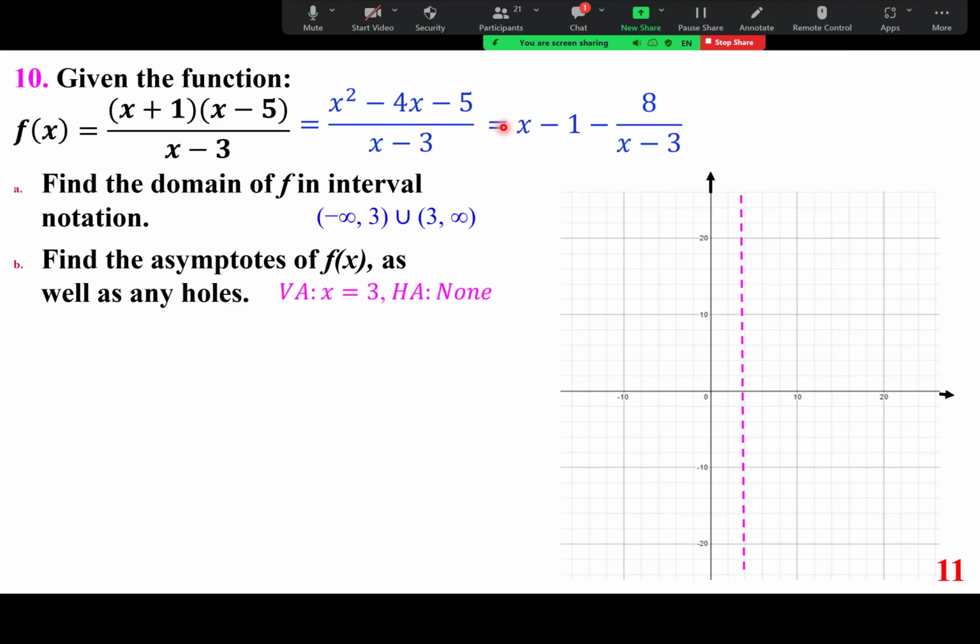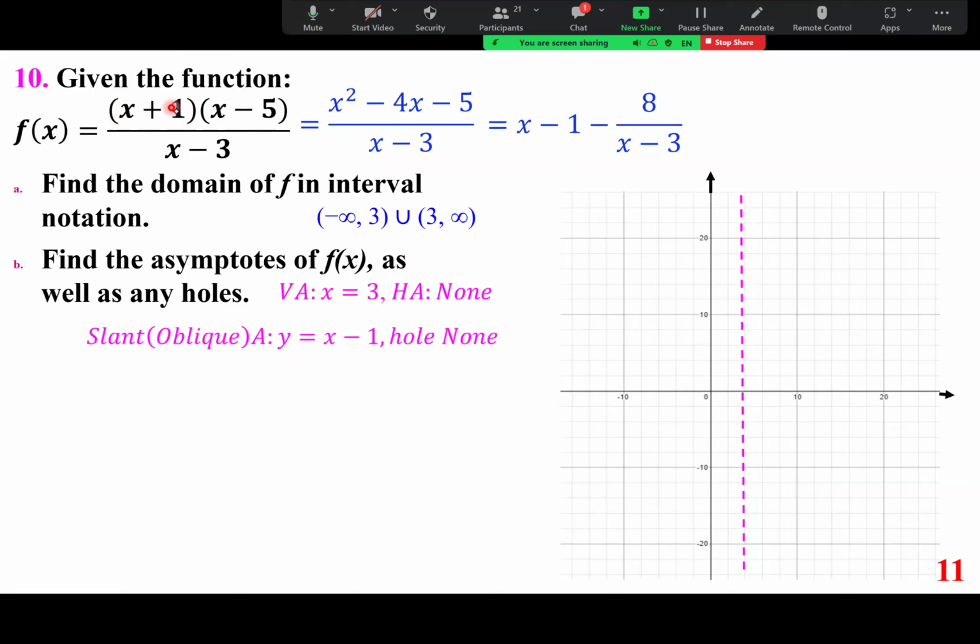This is the first degree, so y equals x minus 1 becomes the oblique asymptote, and there is no hole. Why is this an oblique asymptote? By definition of oblique asymptote I went over. Why is there no hole? Because there is no common factor between the top and the bottom.